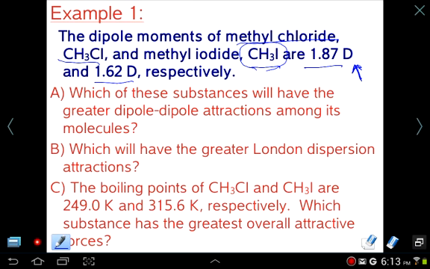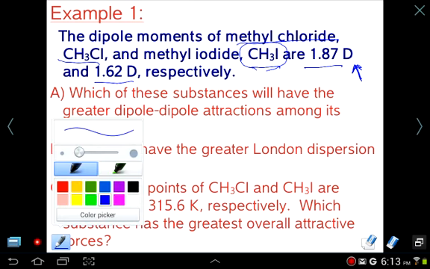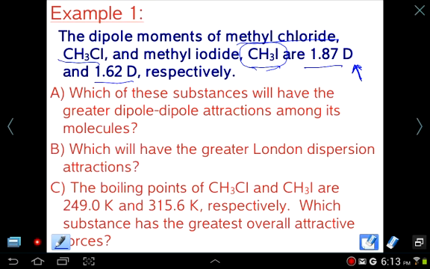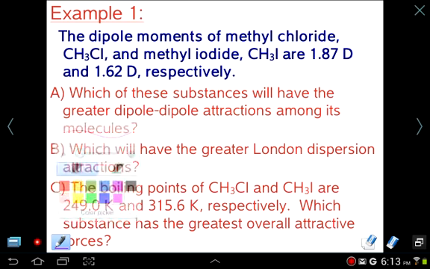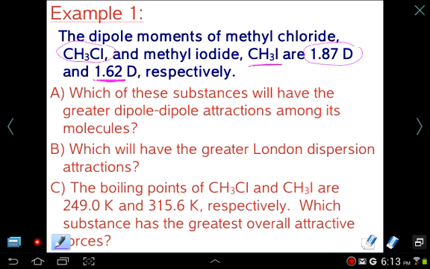If we take a closer look, let's make sure we align them. Methyl iodide, CH3I, has a polarity of 1.62, and CH3Cl has a polarity of 1.87. So because CH3Cl has a higher polarity, it will have stronger dipole-dipole forces.